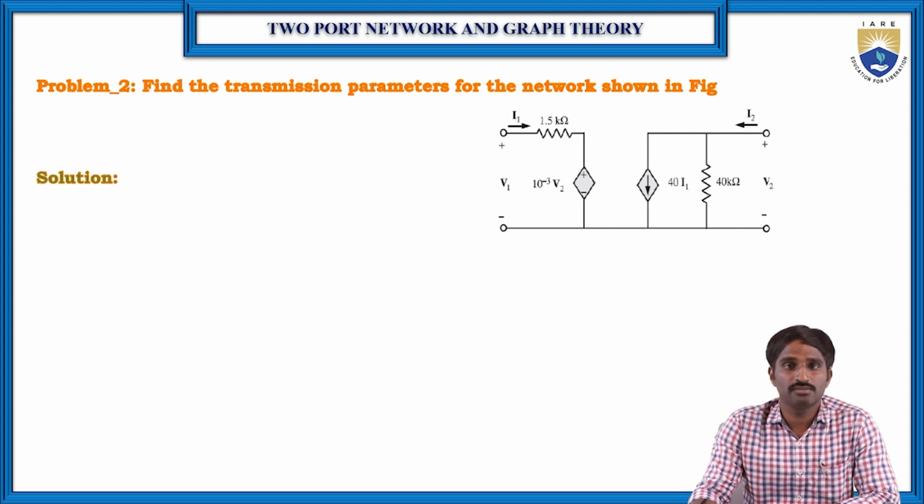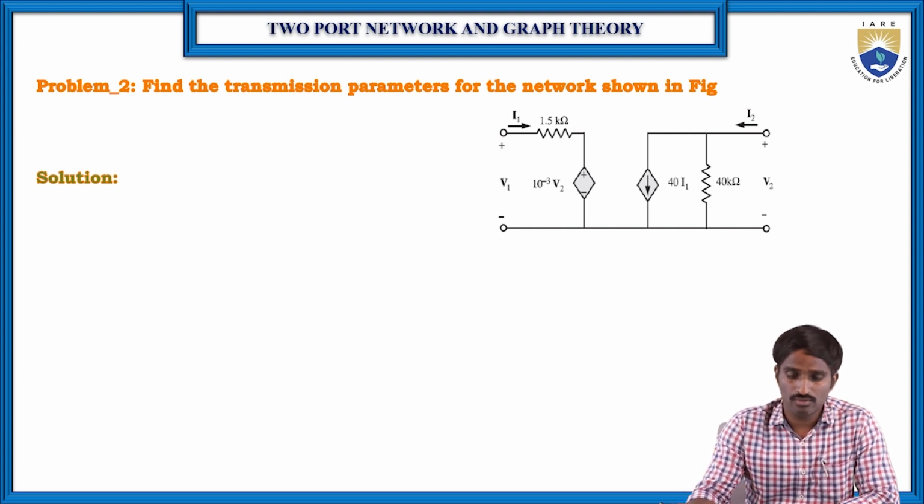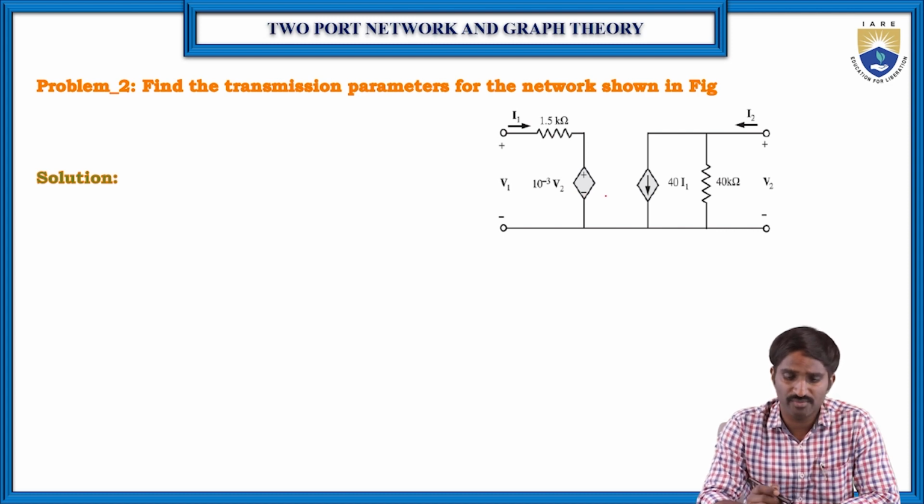Then let us go with the second problem. Here also find the transmission parameters for the given network shown in the figure. So for this particular network, we have to find the transmission parameters. Again here also the same way. To find the parameters A and C, we need to make the output terminal, the secondary terminal, an open circuit, and to find the other two parameters, B and D, we need to short circuit the secondary terminals. So by considering these two cases, we can find A, B, C and D parameters.